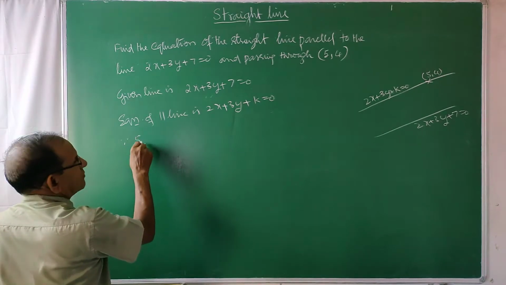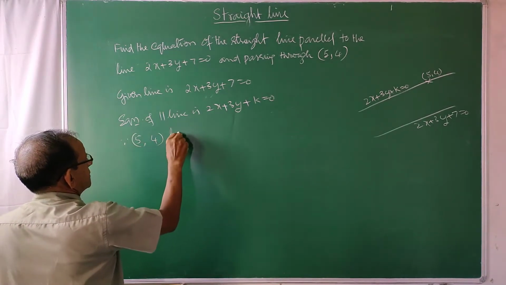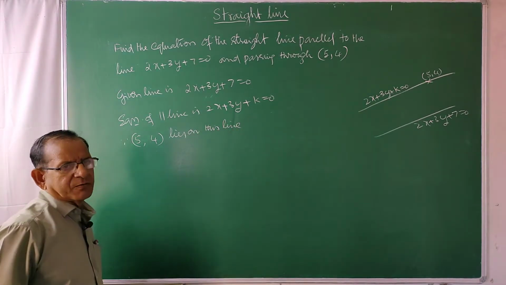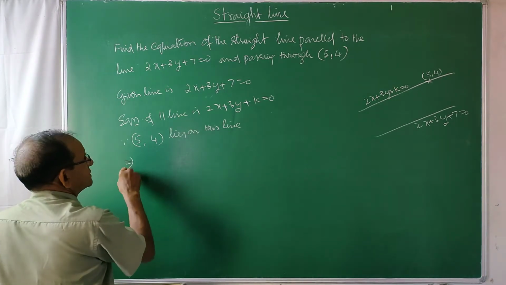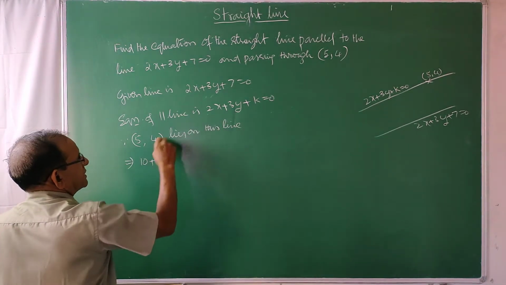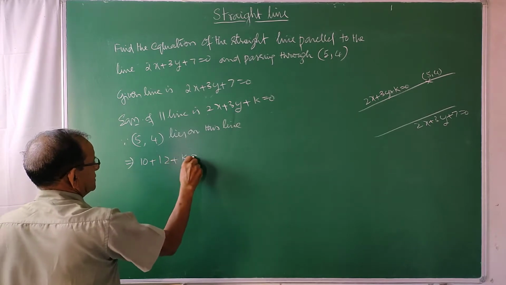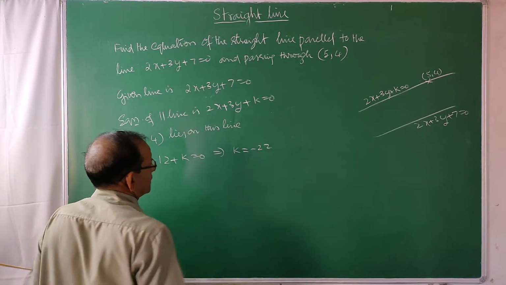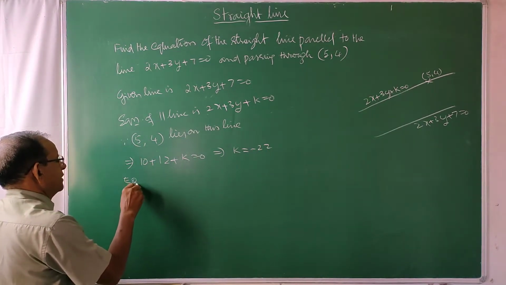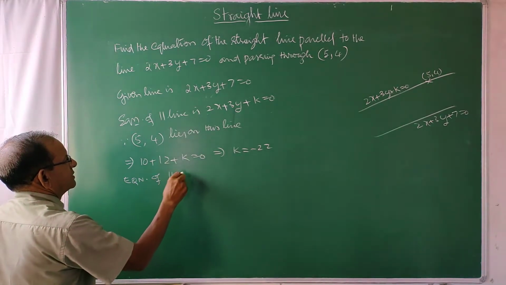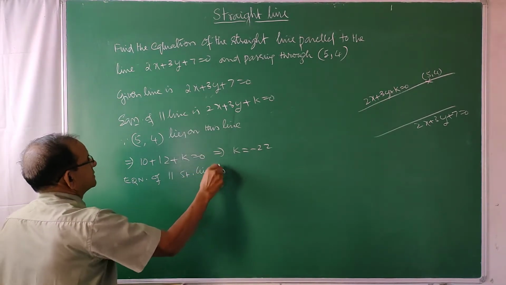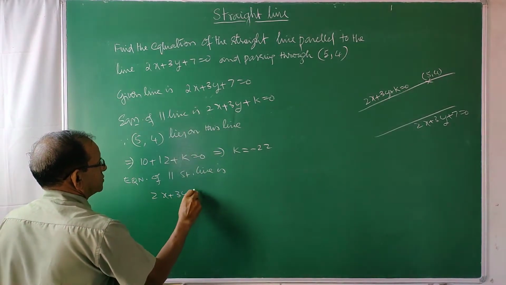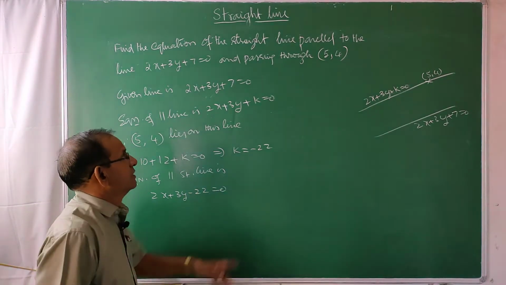Since 5 comma 4 lies on this line, substitute 5 comma 4 for x and y. Implies 2 into 5 is 10, plus 3 into 4 is 12, plus k is equal to 0. That implies k is equal to minus 22. So equation of required straight line, equation of parallel straight line is 2x plus 3y minus 22 is equal to 0. Only constant is changed.